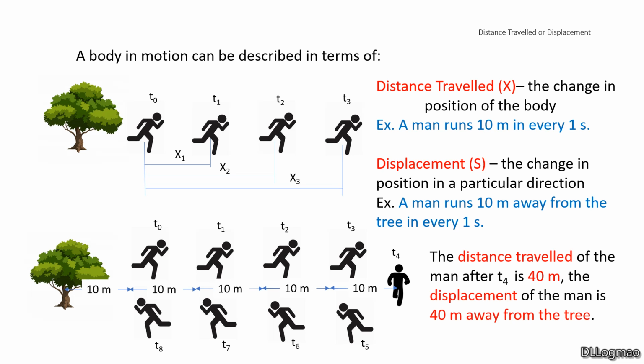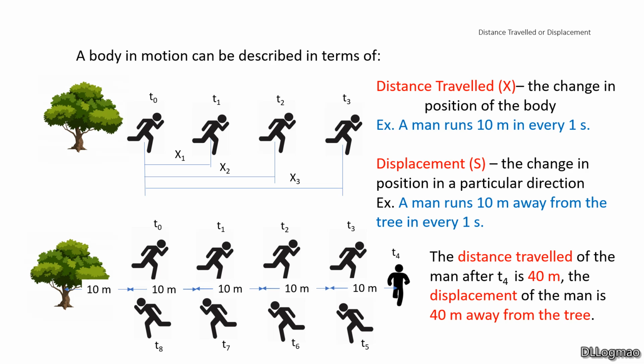The distance traveled of the man after time sub 4 is 40 meters, and the displacement is equal to 40 meters away from the tree. Thus, the distance traveled and displacement have the same magnitudes.